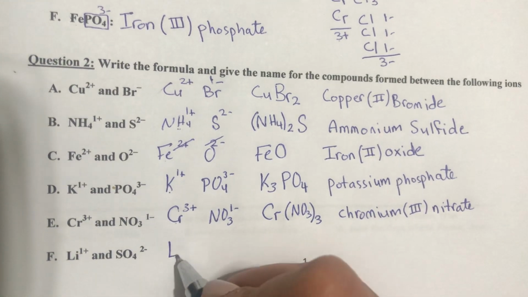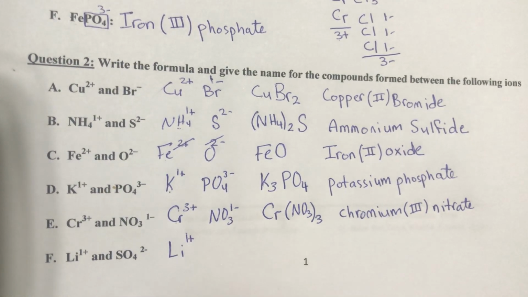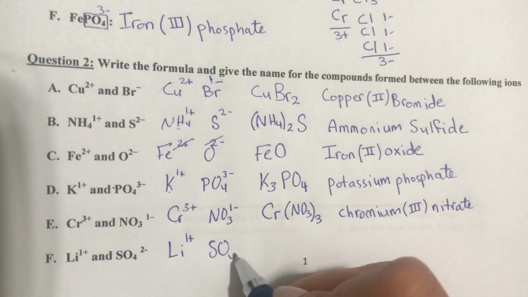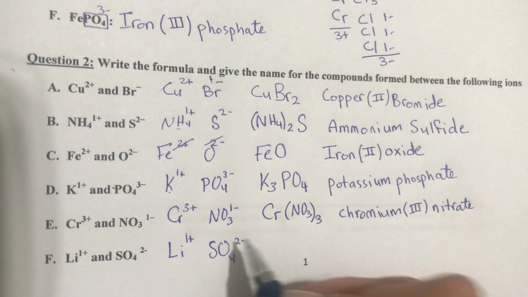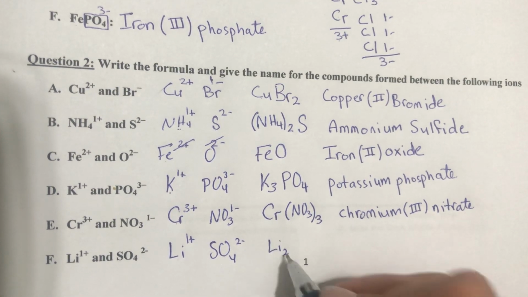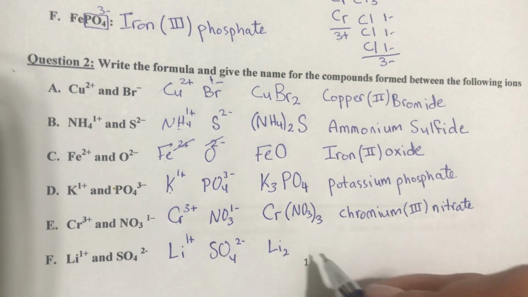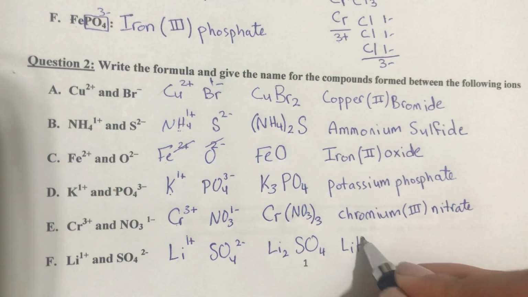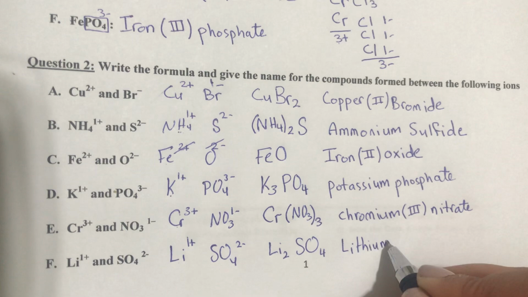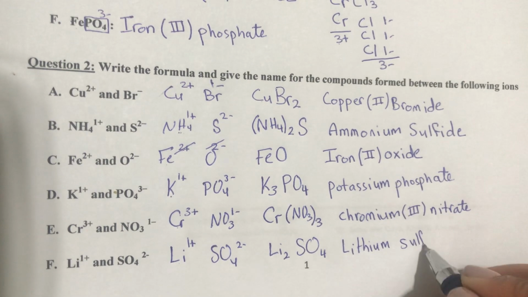Now Li +1 and SO4 -2. You have to multiply lithium by 2 and SO4 by 1. So the name is lithium sulfate.